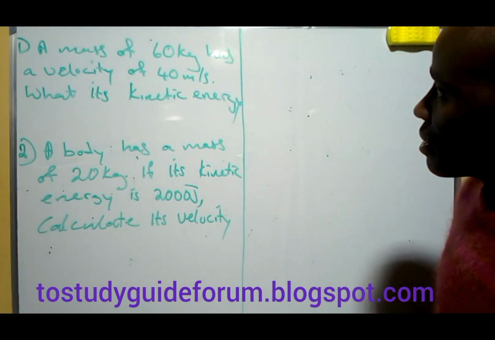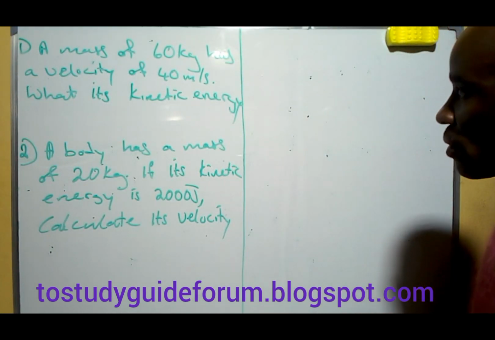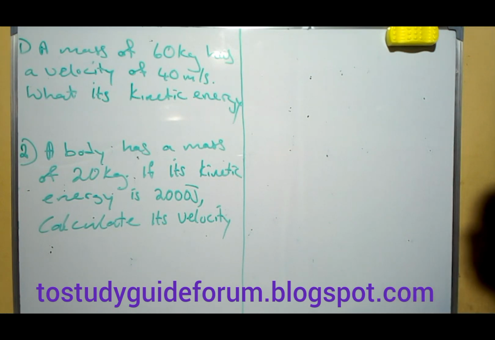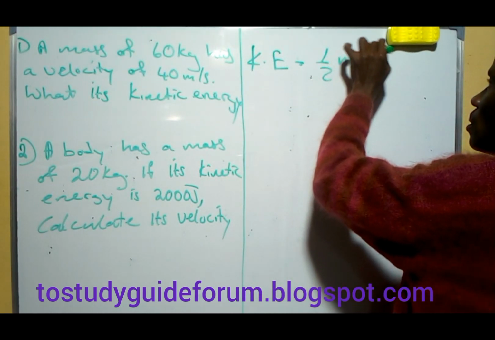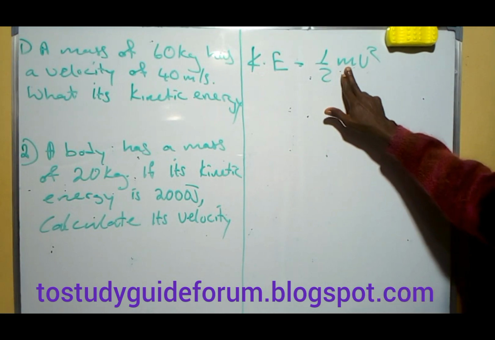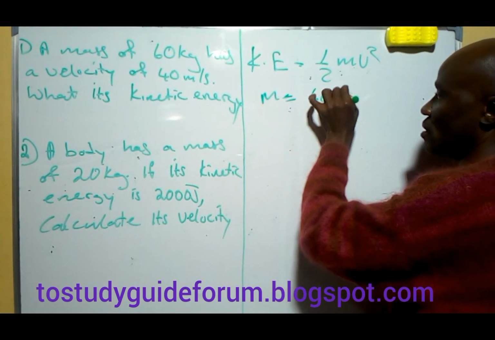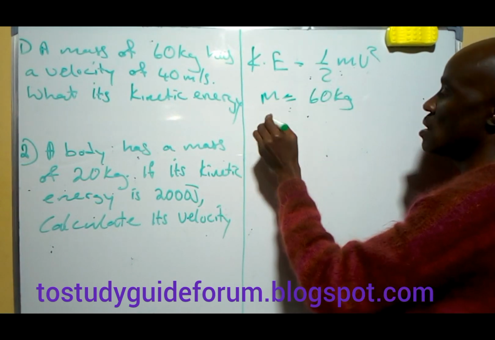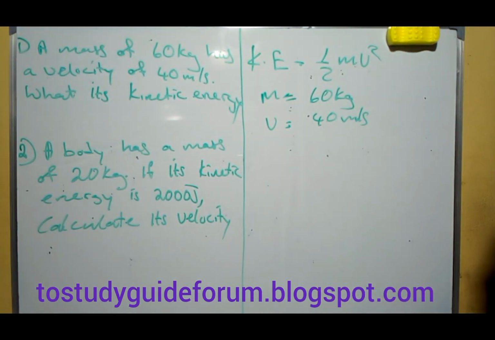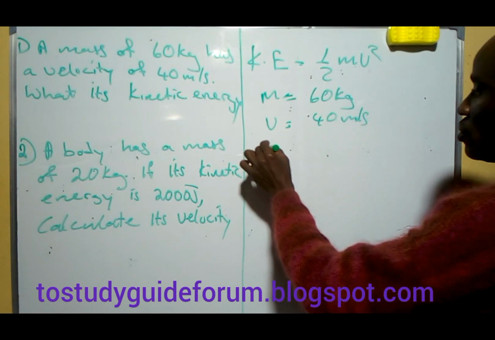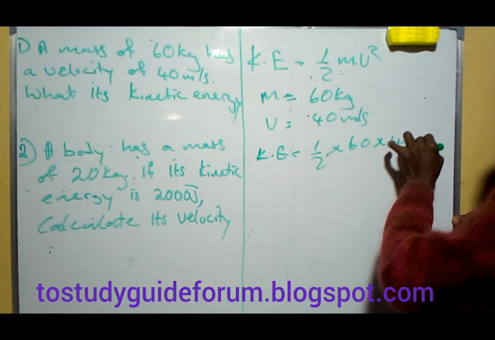The question says that a mass of 60 kg has a velocity of 40 meter per second. Calculate the kinetic energy. The formula for kinetic energy is half times mass times velocity squared. Our mass is 60 kg and our velocity is 40 meter per second, so we use half times mass times 40 times 40.